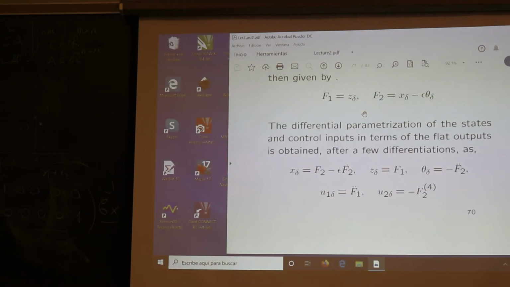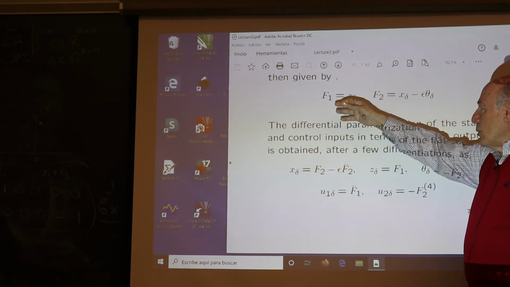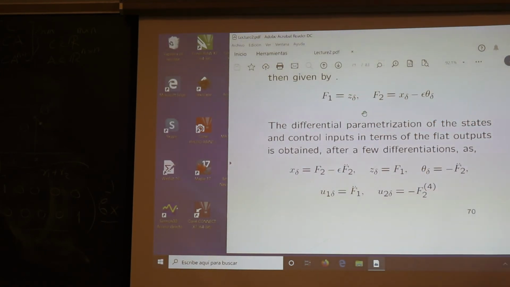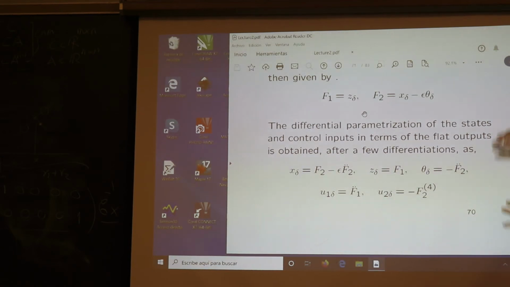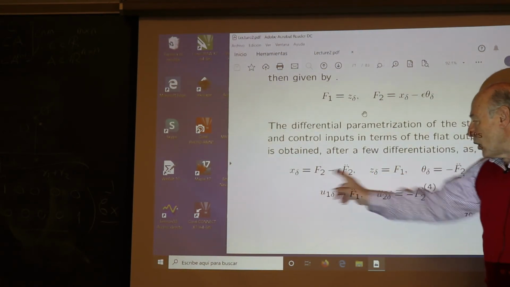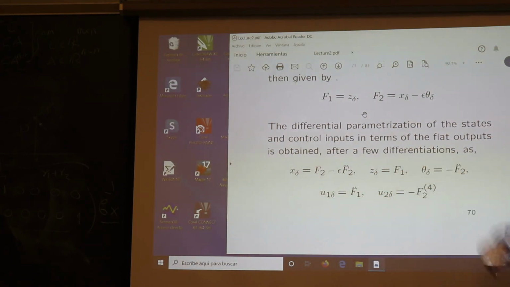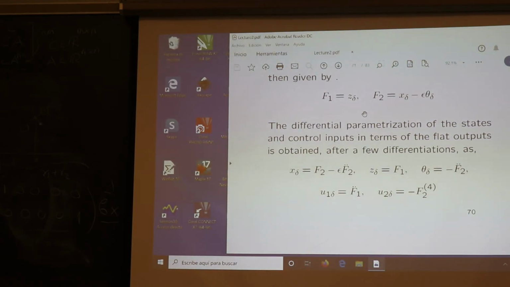So now that you have the flat outputs, you just invert this relation to find a number of derivatives of f1 and f2 to find the differential parametrization, and that's basically differentiate the f1. You know that if you differentiate it twice, you will get the first control. But if you differentiate f2, you have to differentiate it 4 times to get the second control. So when you do that, and now you have all the relations of the derivatives of f to the state, you can invert that relation and obtain all the states and the control inputs in terms of the flat output and its time derivatives. So it comes out to be something like this.